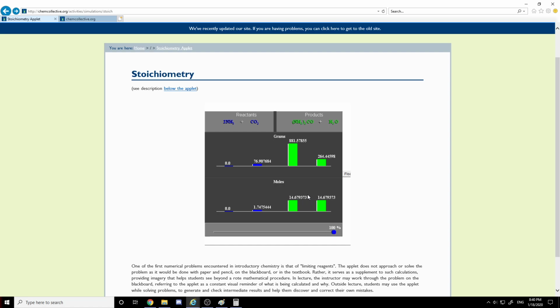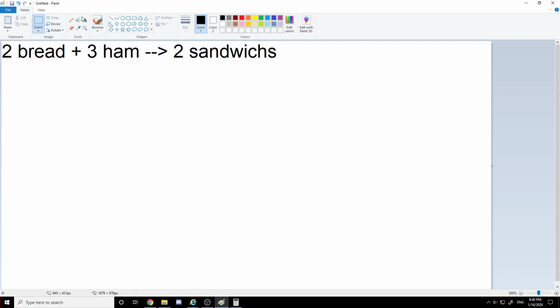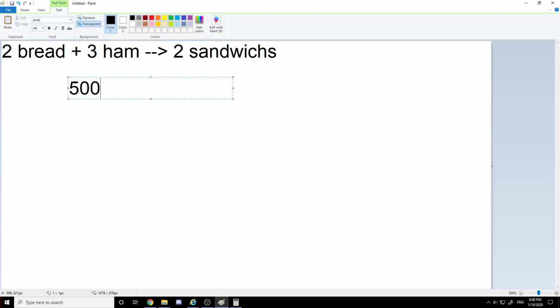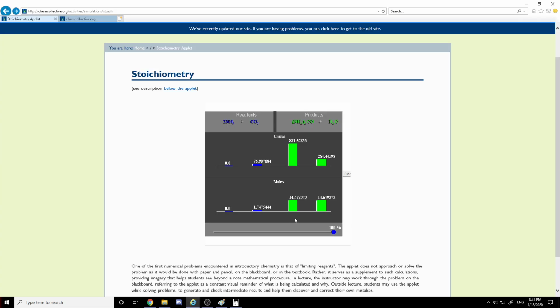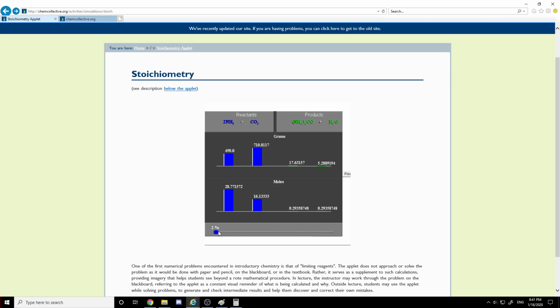So, let's take a little visualization. Let's say for our initial amount of 500 grams of our reactant NH3, let's just do water, we can make 264 grams of water. I'm going to erase this real quick. So, in 500 grams of NH3, we can make 264 grams of water. Because this ingredient ran out first, we can't make any more water, right?